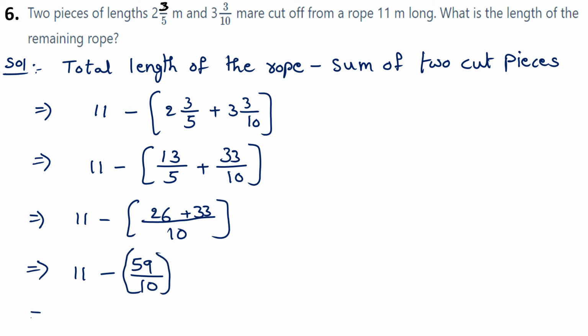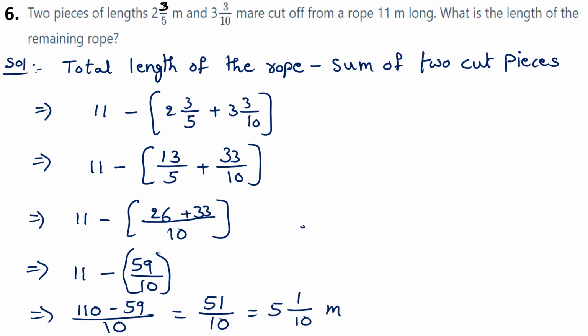So we write it as that, cross multiplied, that is 11 into 10, 110 minus 59 by 10. So 110 minus 59, how much is it? Yes, that is 51 by 10. So 51 by 10, we write it as a mixed fraction again, that is 10 5s are 50 and 1 is the remaining, that is 1 by 10. So 5 1 by 10 meters.